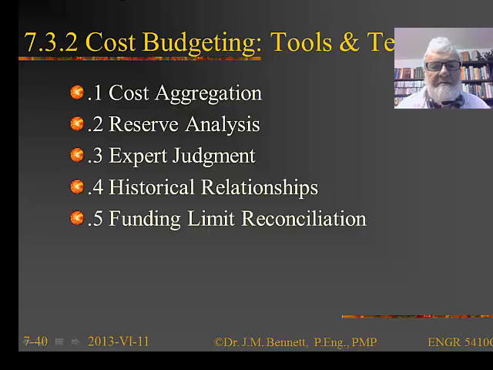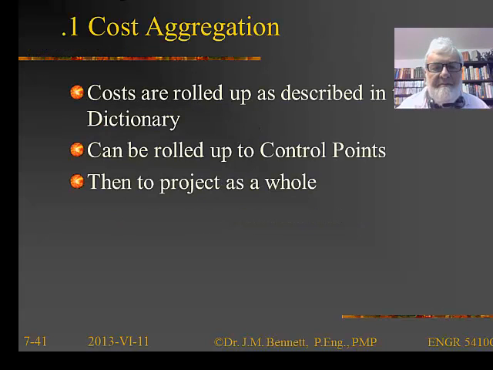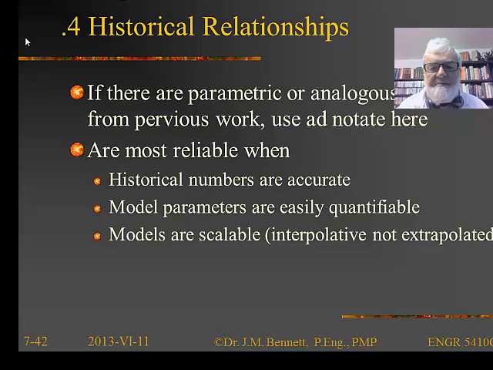The cost budgeting tools here for actually preparing the budget themselves involve cost aggregation, reserve analysis, and so on. So basically, we're going to roll up the costs as described in the work breakdown structure. We can roll them up to what we call control points, and these are budgetary control points, or then to the project as a whole. And the organization will tell us when to do that sort of thing.